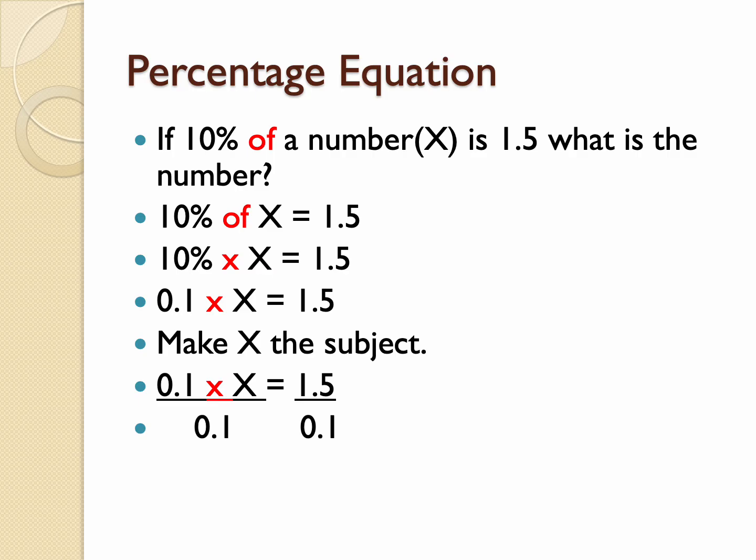Now, as we divide the left side by 0.1, we see 0.1 on the left side will cancel out from the numerator and the denominator. So on the left side, we just have x. Whereas on the right side, we have 1.5 divided by 0.1. So now we have made x the subject of this equation, and this is helpful because the computation on the right side will tell us the value of x.